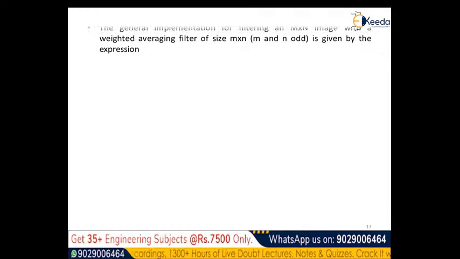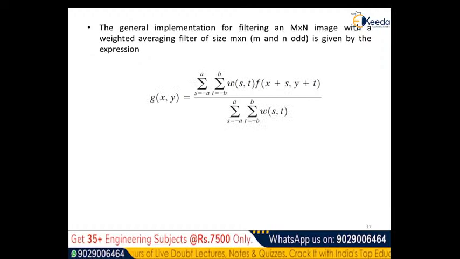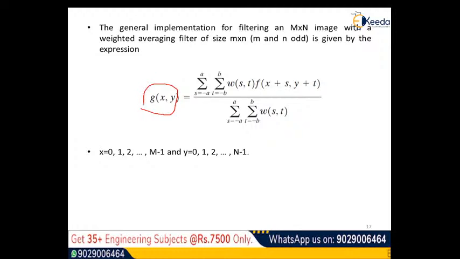The mathematical representation of this smoothing filtering can be better represented with the help of this expression here, where we have g as a function of x comma y, the output or the average pixel intensity by this smoothing filter mask.